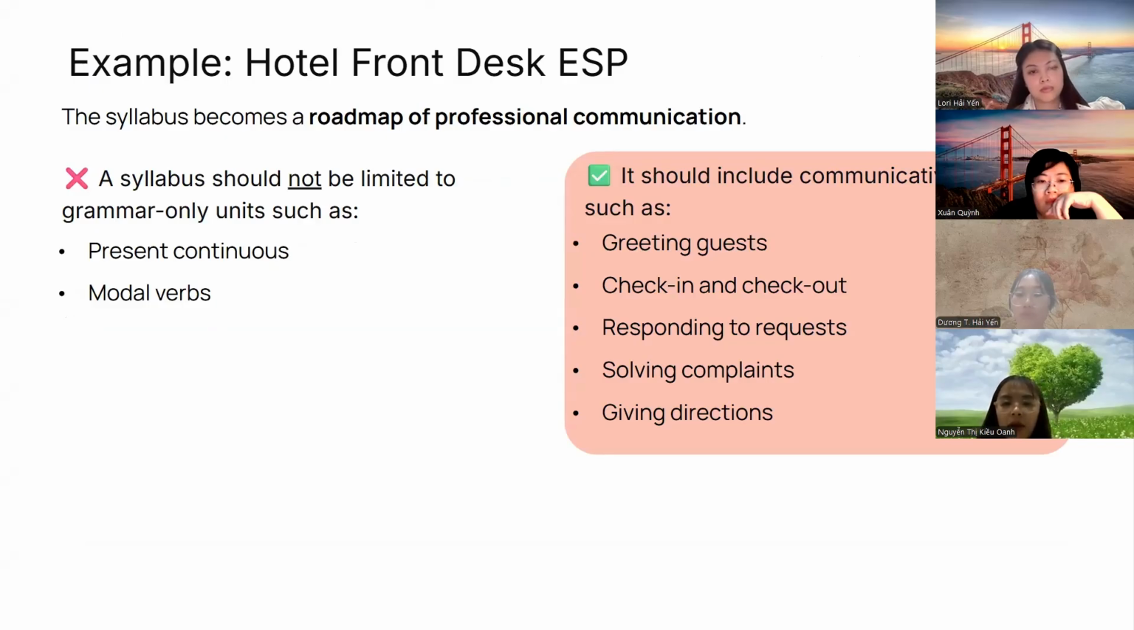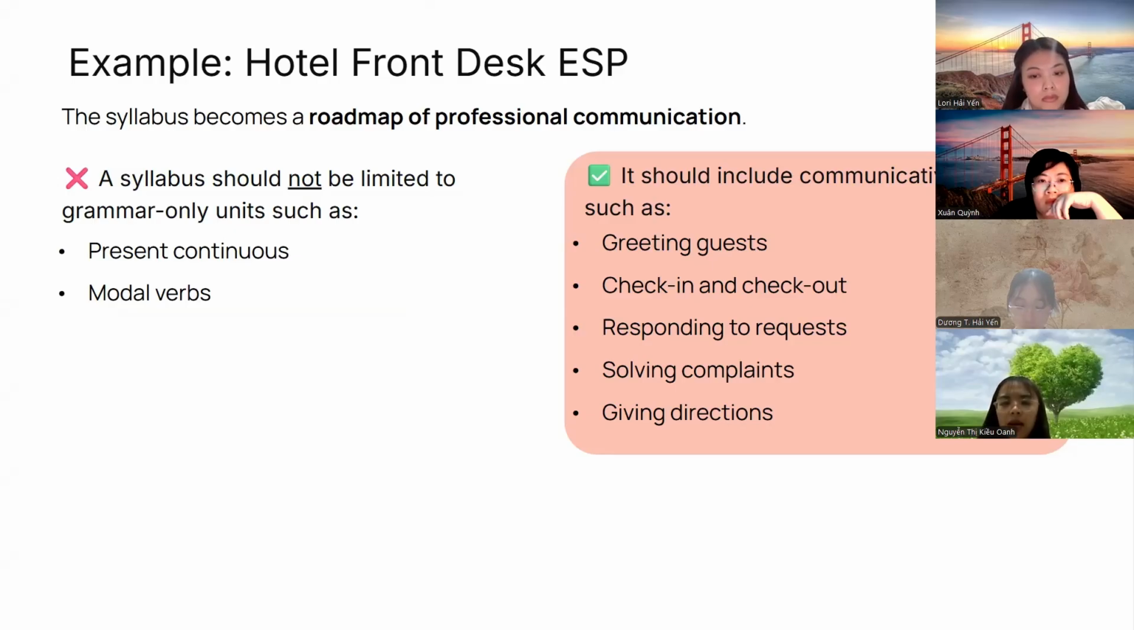A front desk employee does not go to work thinking, today I will use modal verbs. Instead, that person has to greet guests politely, handle check-in and check-out, respond to requests, handle complaints, and give directions clearly. So the ESP syllabus should include those communicative tasks directly.